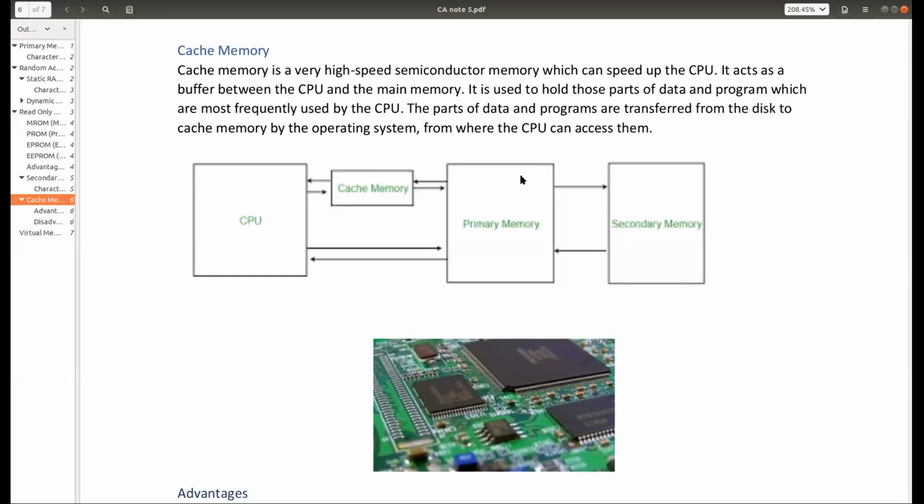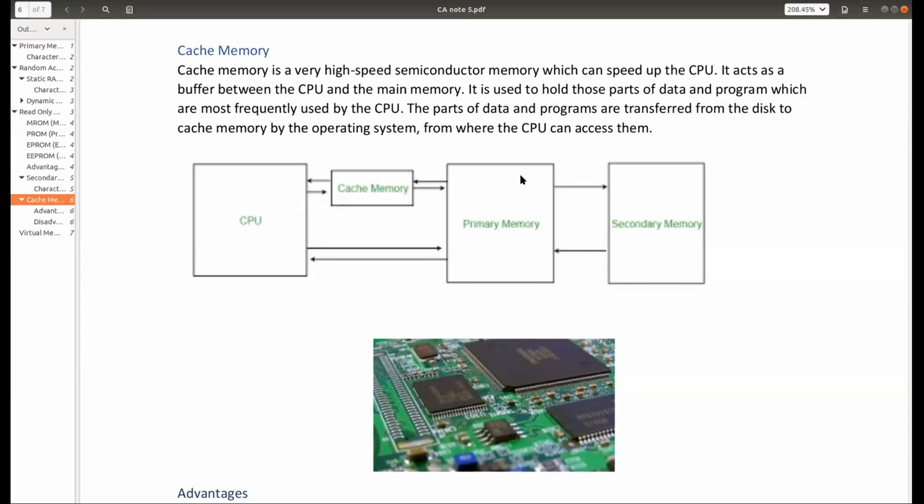Now you can see in the picture that there is CPU, there is primary memory, there is secondary memory, and these arrows are indicating the direction of the reading and writing data. Now you can see CPU can read data from primary memory, as well as CPU can write data into the primary memory. CPU can bring data from the primary memory. CPU can store data in the primary memory.